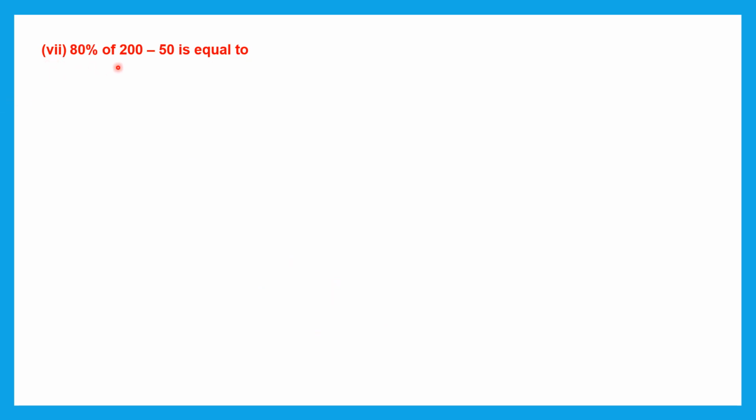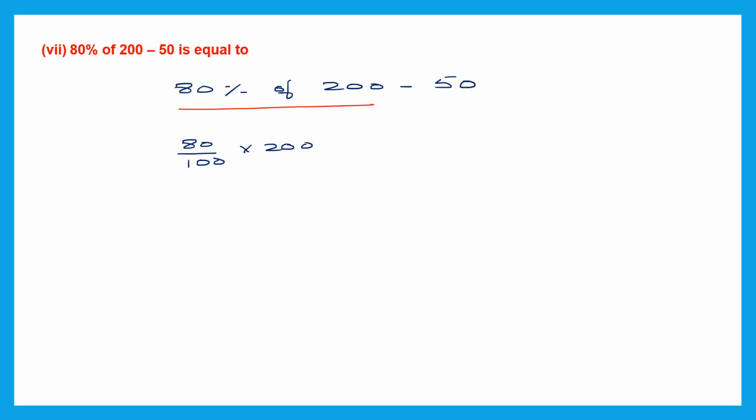Question 7. 80% of 200 minus 50 is equal to what? So let's write this question down. So this is 80% of 200 minus 50. So here, as you can see, we have two operations. We have of and minus. And remember BODMAS, according to which of has to be worked out first. That means we should do 80% of 200 first. So what will that be? That is 80 by 100 into 200. So this we have to work out first and then, so I'll put it in brackets and then minus 50 from it. So now let's work this out.